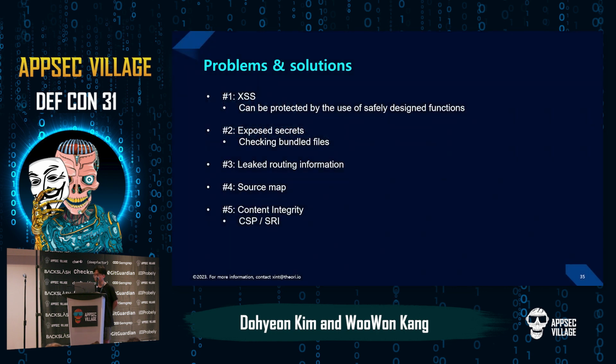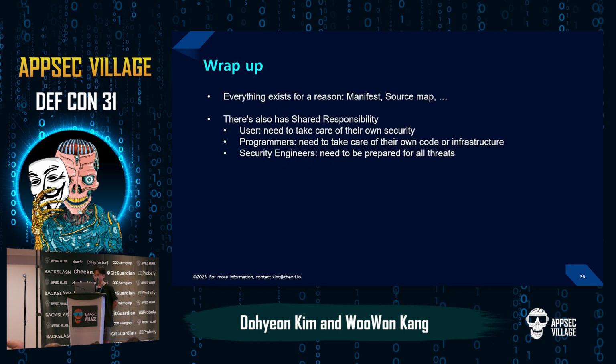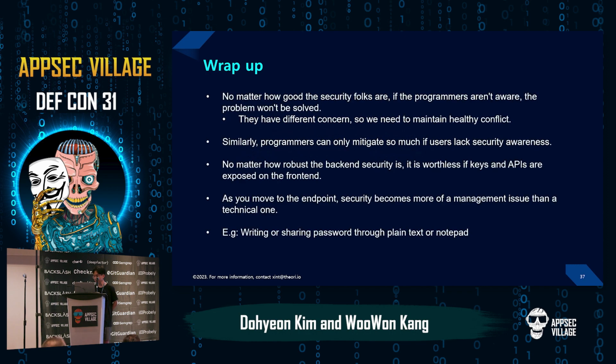So far, we talked about those five topics and the demo. For a recap, everything exists for a reason, like manifests or source maps, and there are also shared responsibilities. A user needs to take care of their own security, and programmers need to take care of their own code or infrastructure. And finally, security engineers like us need to be prepared for all threats. That means no matter how good the security perks are, if the programmers aren't aware, the problem won't be solved. They have different concerns, so we need to maintain healthy conflict.